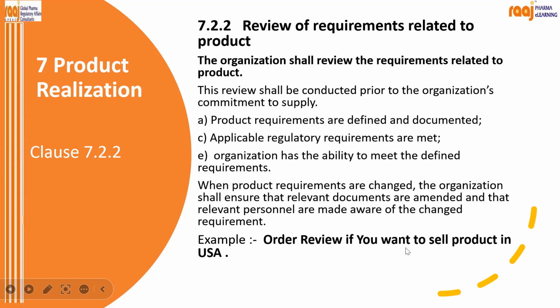Example order review. If you want to sell your product in USA, you see to it that the order is received first, right? Correct. And based on the order only, you can go for the 510(k) application, correct? Correct, ma'am. Unless and until, when there is a demand, there will be supply.